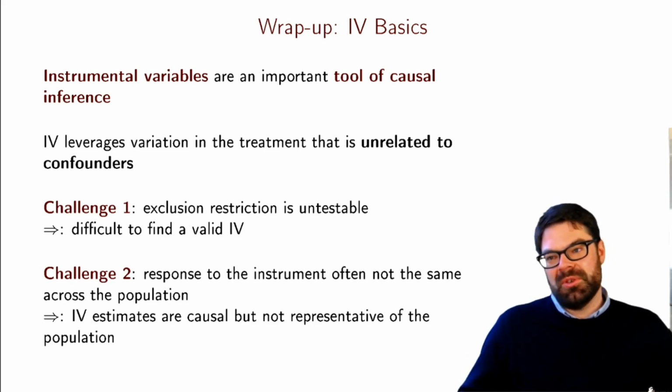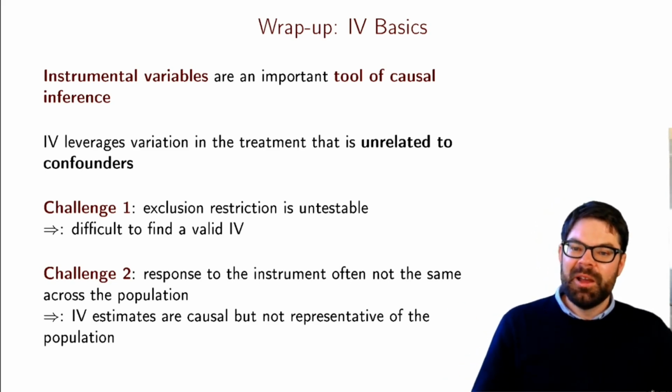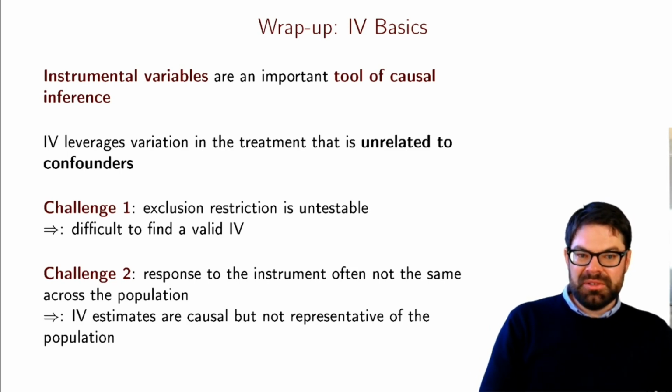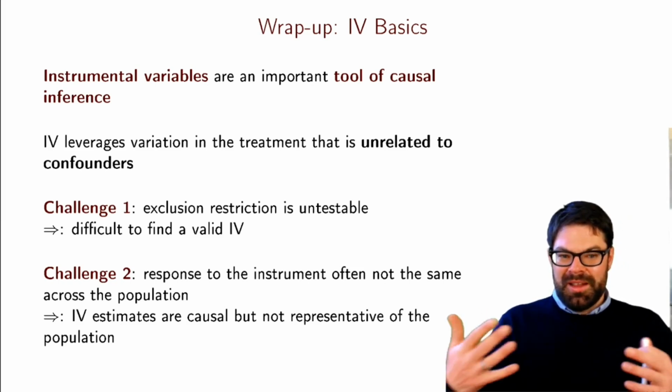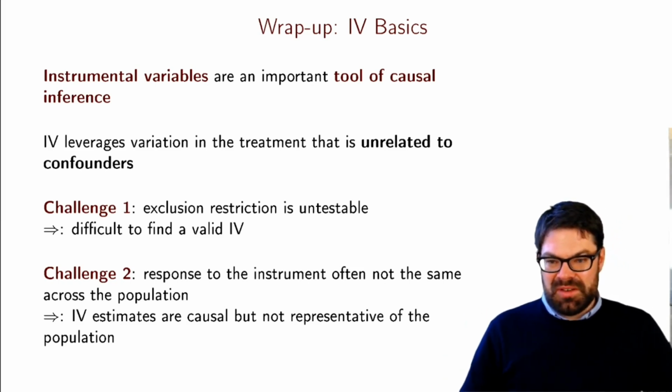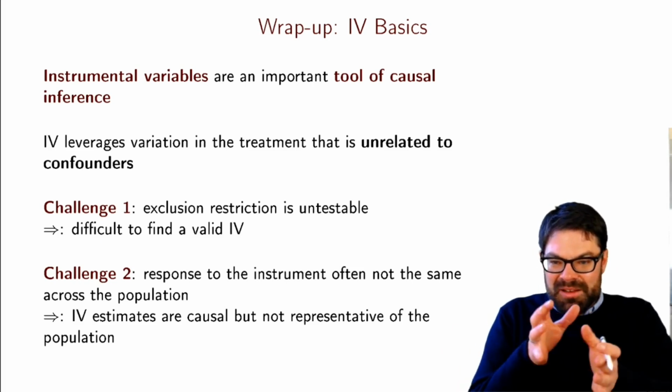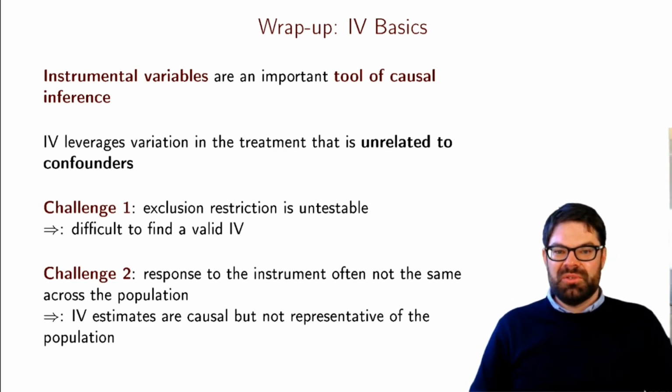That's a trade-off. So you can either provide a causal effect for a subpopulation, or you can provide a biased estimate for a population you're interested in. The challenge is bringing those two together, optimizing between those two.